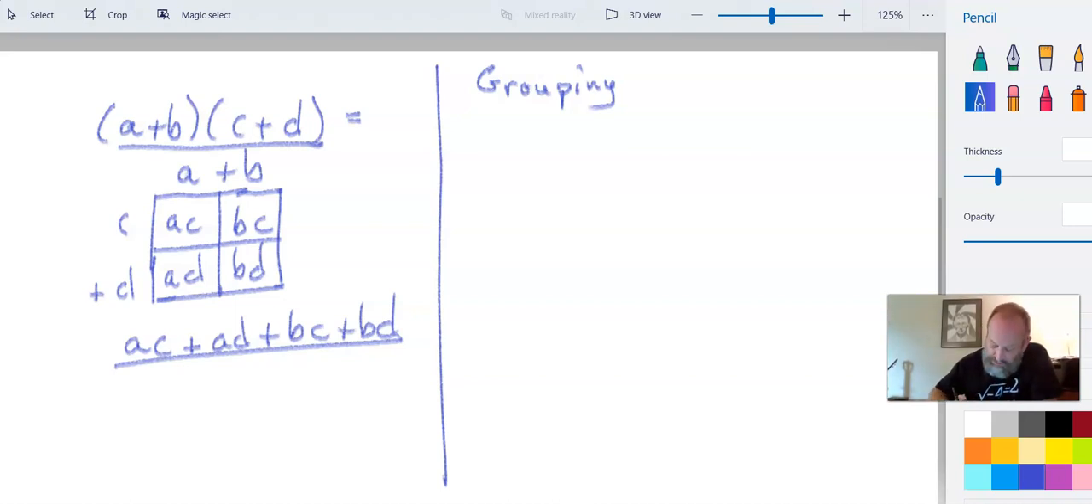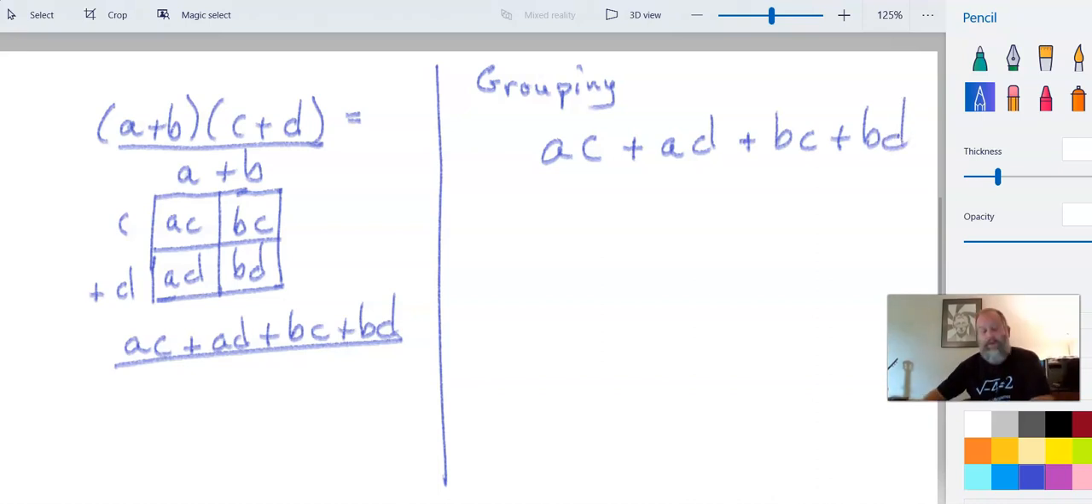So let's actually just use the one we just did. We've already seen that it multiplies out to give us AC plus AD plus BC plus BD. Let's see if we can figure out where it came from. We already know the answer, so this would be a great way for us to check ourselves. So I have AC plus AD plus BC plus BD.